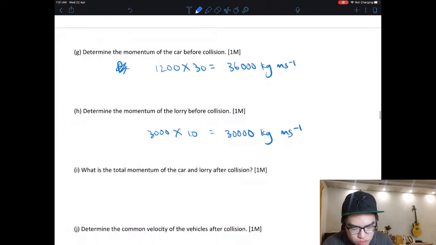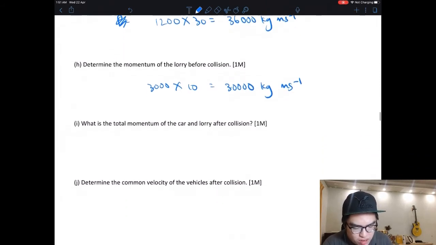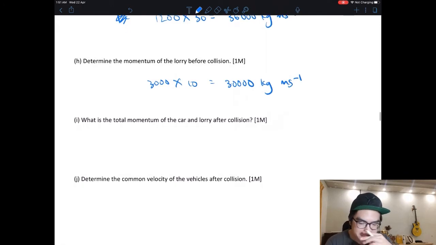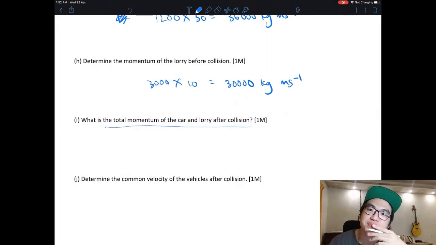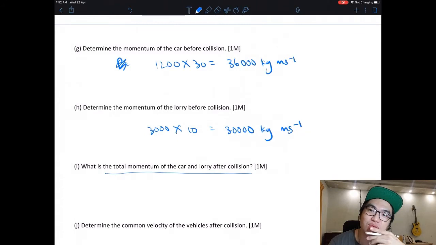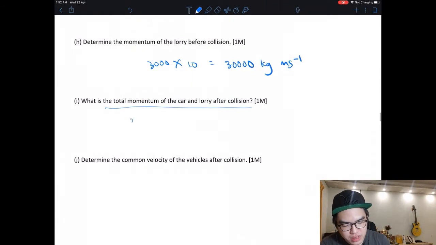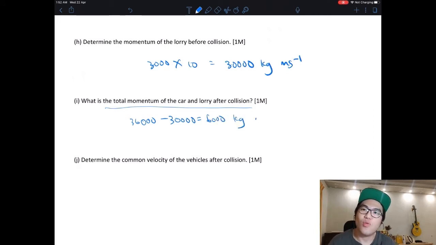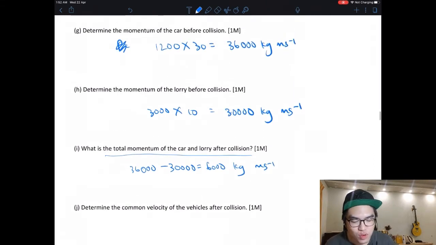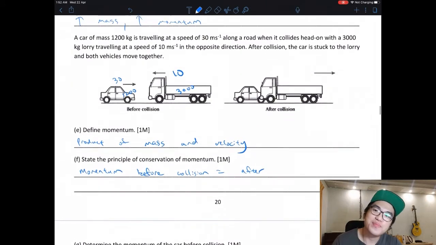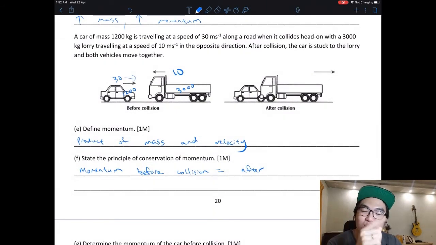So this is the total momentum of car and lorry after collision. Do you add them together? The answer is actually 36,000 minus 30,000 equals to 6,000. Here's a very good question. Why? Can you see one is moving left, one is moving right? You have to minus them. If they are moving the same direction, they can add together. But now they cancel out each other.